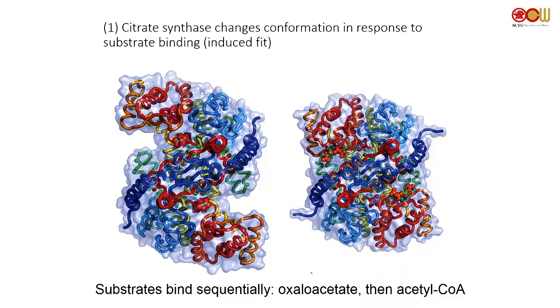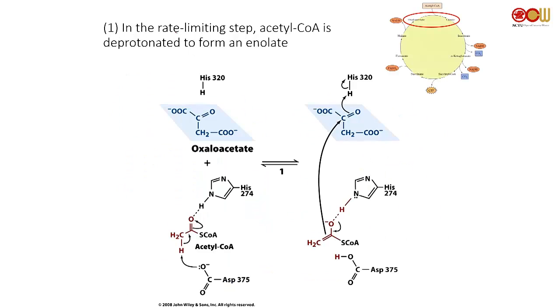Right? Turns out it's actually quite interesting. Citrate synthase will change conformation in response to substrate binding. Okay, so it has an induced fit model. So what happens is it will bind first the oxaloacetate, and once it binds oxaloacetate, then it will bind acetyl-CoA. Okay? So it sort of changes conformation once it fits its substrate. Okay? So this is the rate limiting step for the TCA cycle, or the controlled step for the TCA cycle.